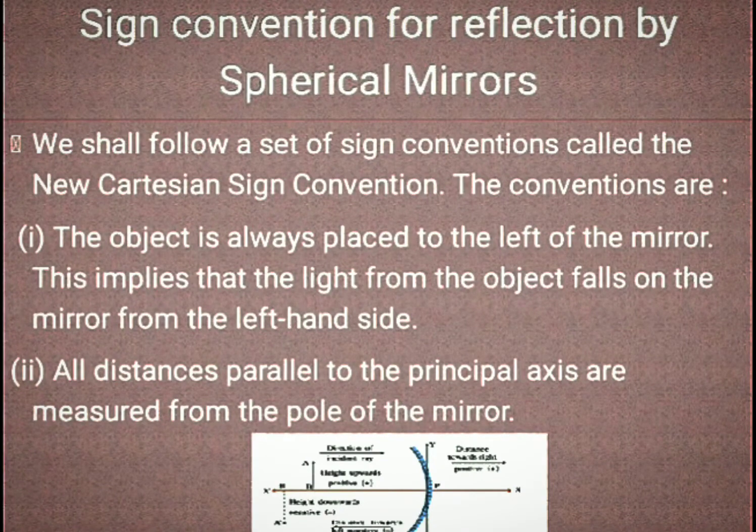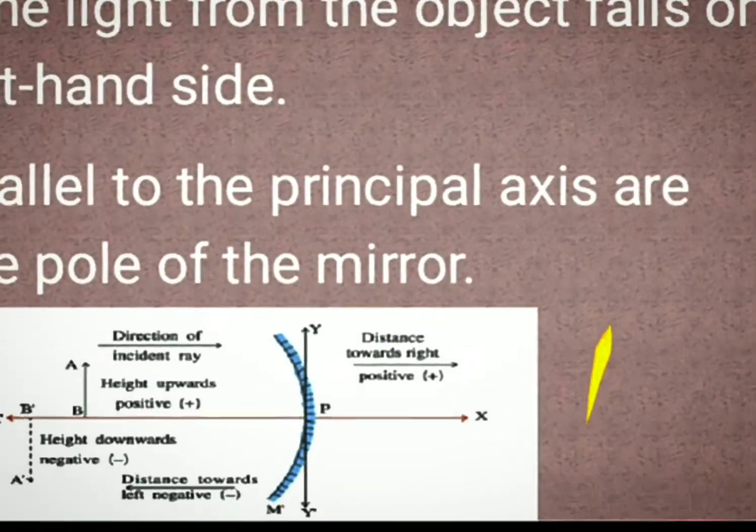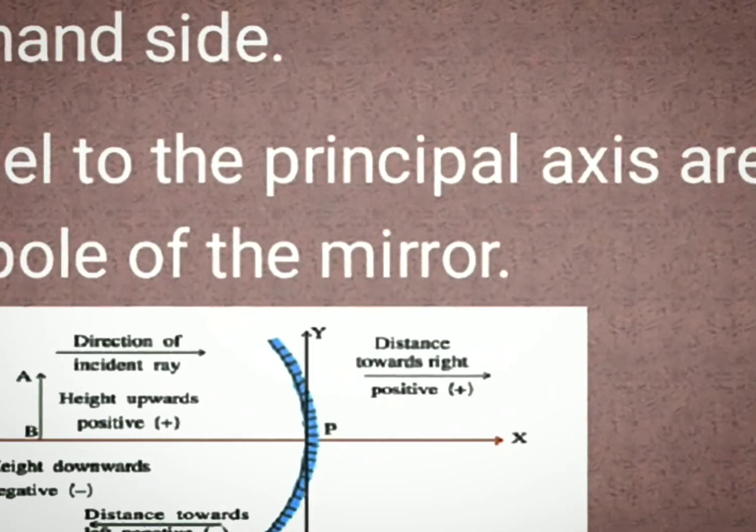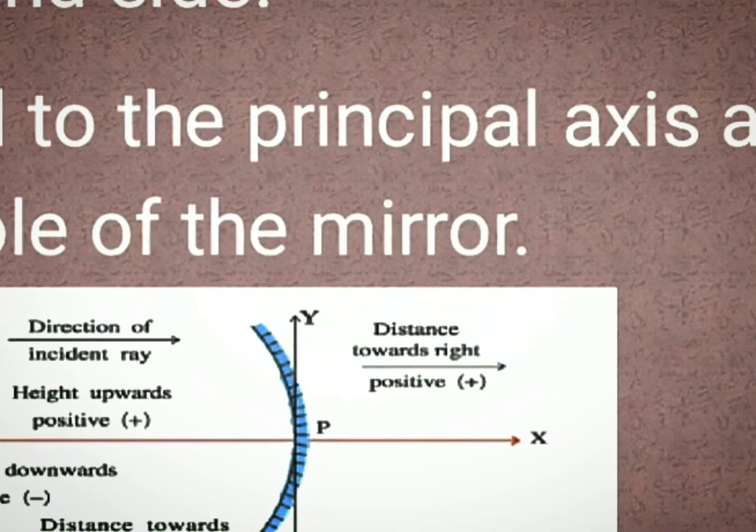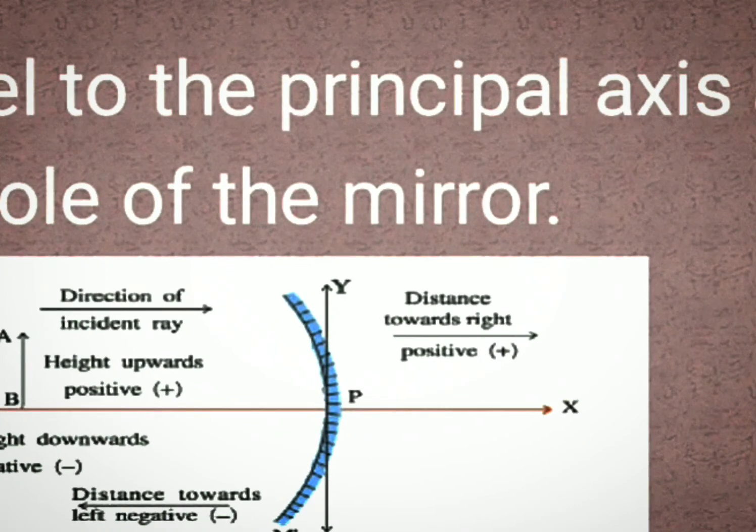Now let us understand the sign convention for reflection by spherical mirrors. We shall follow a set of sign conventions called the new Cartesian sign convention. We have already seen the Cartesian coordinate system in maths, so here we will follow the same system. That means the principal axis, which is horizontal, can be considered as the x-axis, and we will draw a vertical line passing through the pole of the mirror. It will be taken as the y-axis.